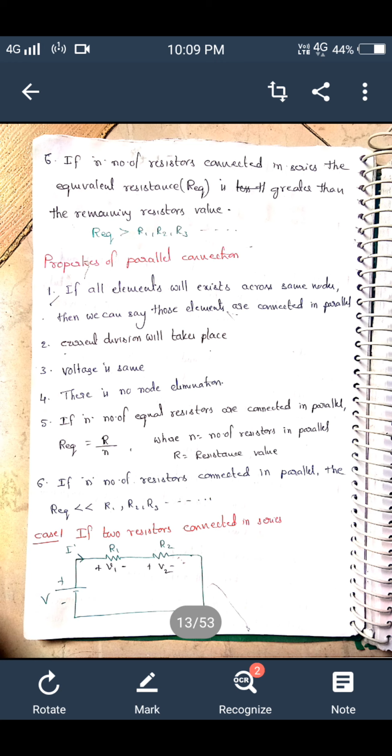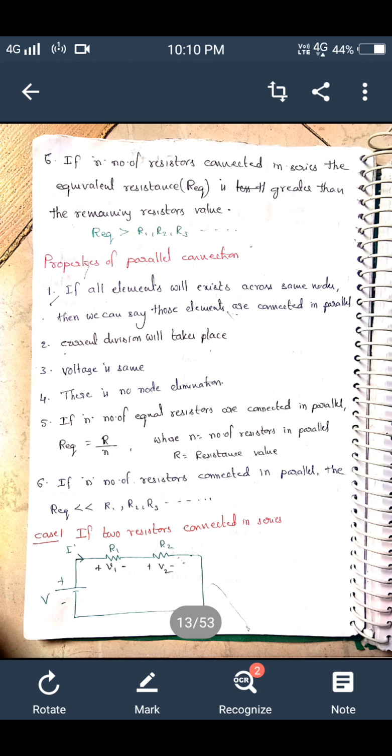Third, in parallel connection, voltage is the same. Fourth, there is no node elimination. For simplification purposes, nodes should not be eliminated. Whatever nodes exist, the same nodes will exist as usual. But in series connection, as we studied, node elimination will take place.